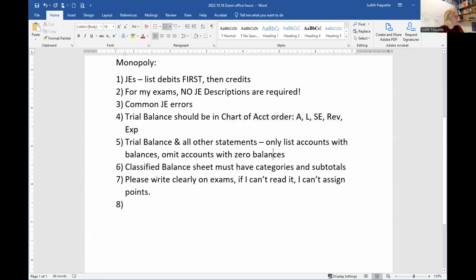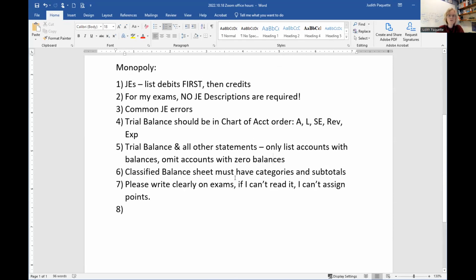Okay, I'm putting my agenda up. So classified balance sheet. And please, there are 70 of you taking the exam tomorrow, one group in the morning and one in the afternoon. I do have different versions of the exam, but please write clearly. That's why we give you the extra time where you don't have to write a description. I have to grade a lot of these, and I want to make sure I can read it. Okay. All right. So that is kind of general stuff.